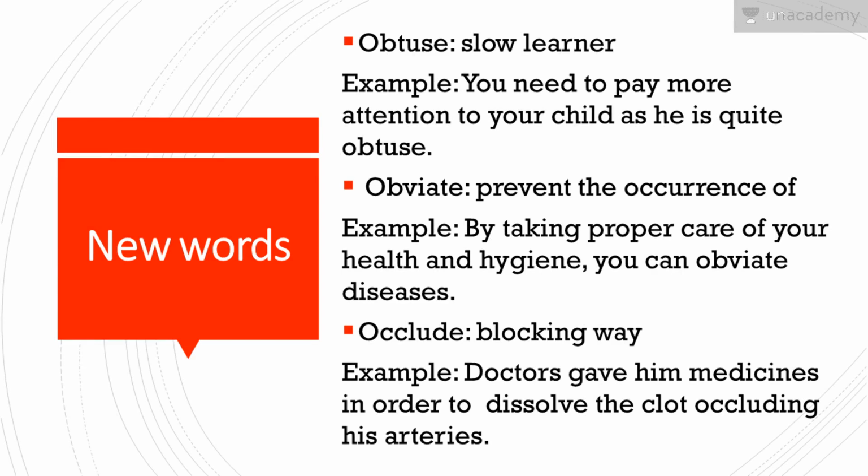Next is obtuse, which means slow learner. So a person who takes time to understand things is obtuse, or we can say he is a slow learner. Example, you need to pay more attention to your child as he is quite obtuse. It means you need to pay more attention to your child as he is a slow learner.